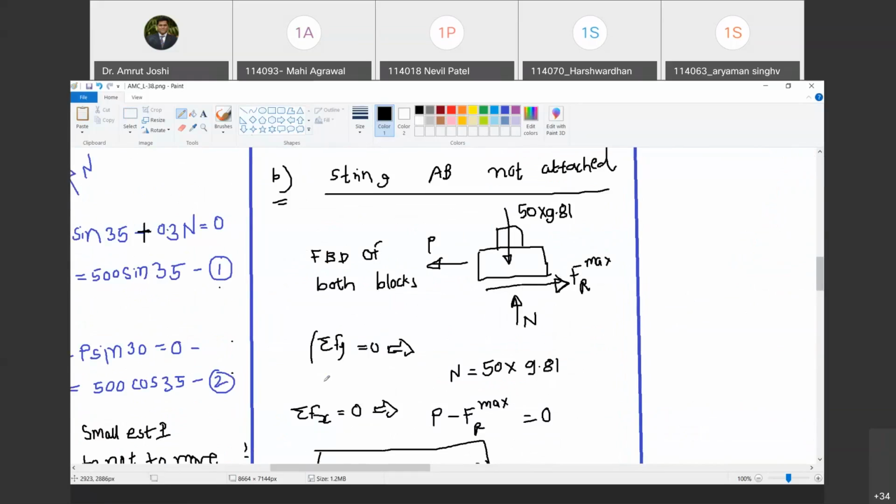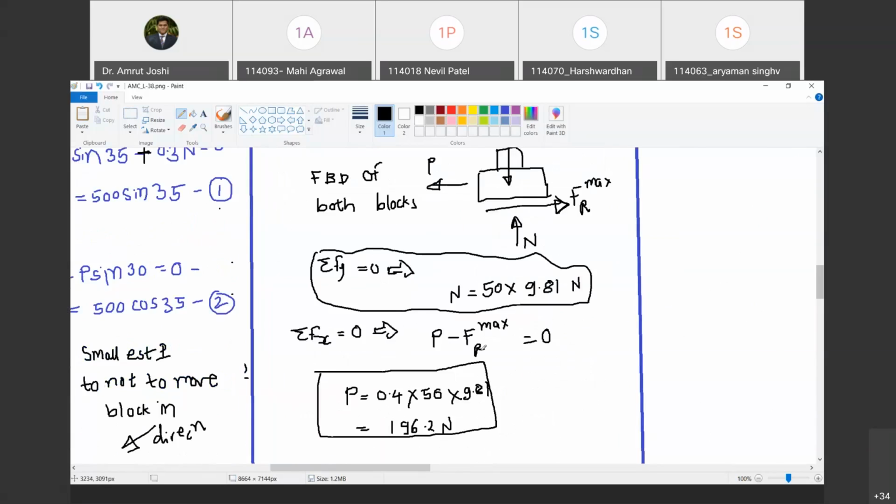Summation Fy equal to 0. As the motion is impending, I can still apply equations of equilibrium. Summation Fy equal to 0 gives me what? It gives me normal reaction N must be equal to 50 into 9.81 Newton. Happy? Yes, sir. And summation Fx gives me P minus Fr max must be equal to 0. Happy? Yes, sir. So that gives me P equal to Fr max. But what is Fr max? Fr max is nothing but coefficient of static friction multiplied by normal reaction. Normal reaction we have already evaluated as 50 into 9.81. So P is equal to 196.2. Are you with me? Yes, sir.